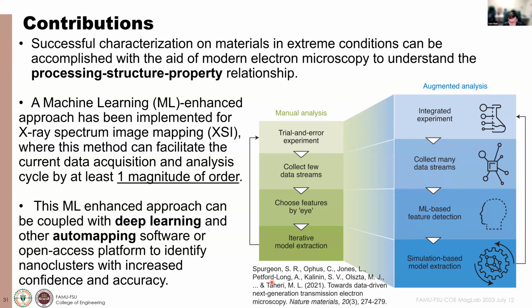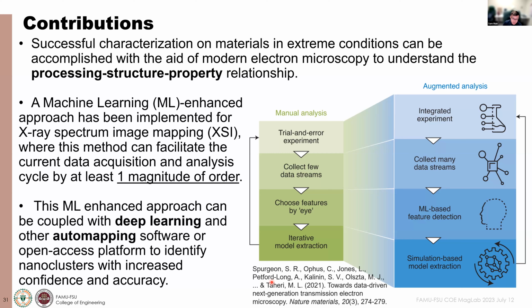So the ideal case these days is people trying to apply augmented analysis for whatever structure property relationship. For example, with superconductors, they really want to increase the JC and IC with altered processing through microstructure characterization. Through this method, we will be able to iteratively improve our characterization cycle by at least one order of magnitude.